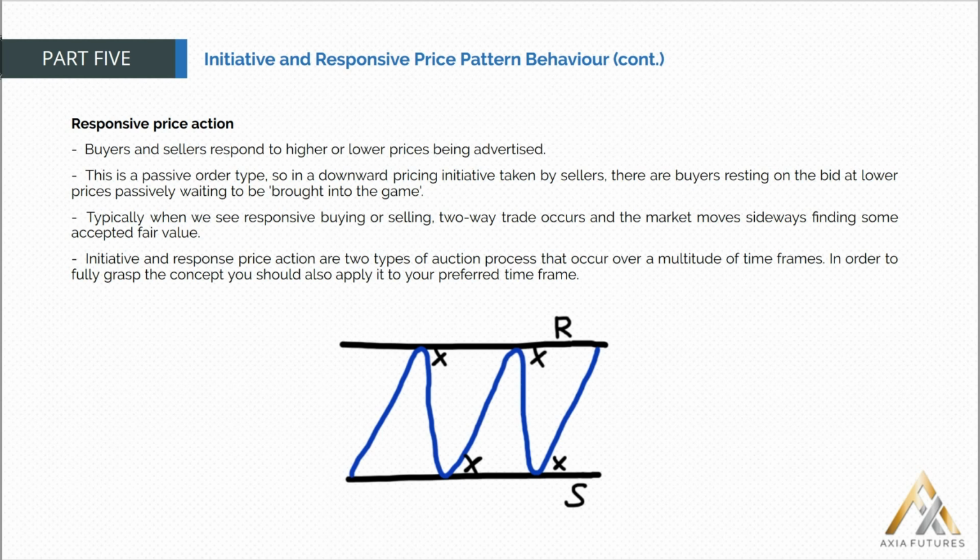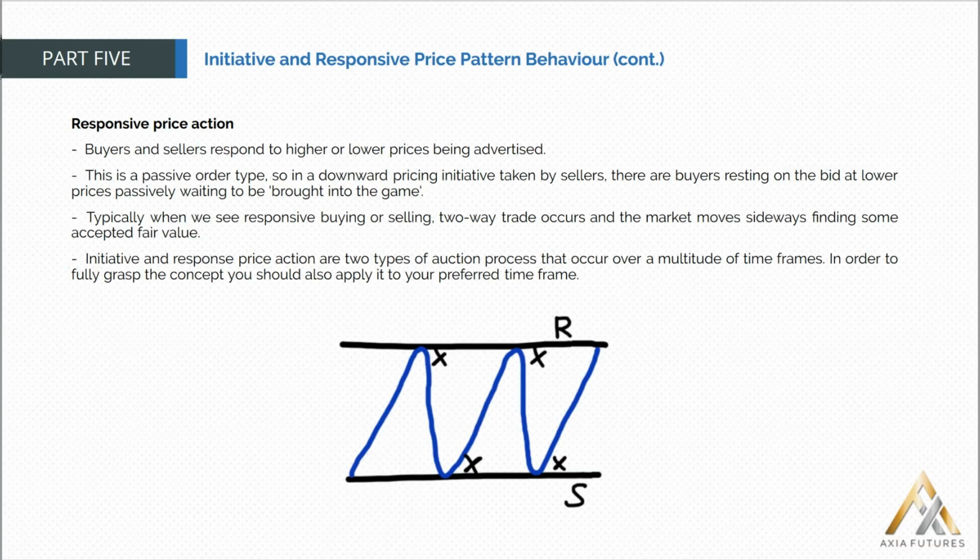As you can see, at the high where we have resistance, when the market gets to those prices being advertised, we see a response from sellers. In other words, sellers get brought into the game, or they respond to the higher prices. Equally, when the price is advertised toward the support area, we again see buyers responding to lower prices being advertised.